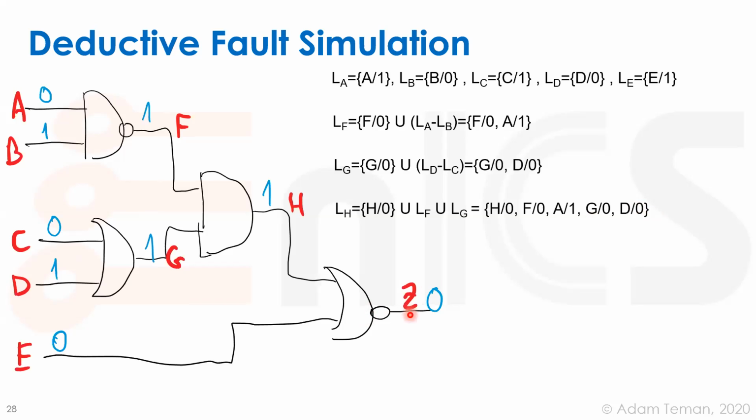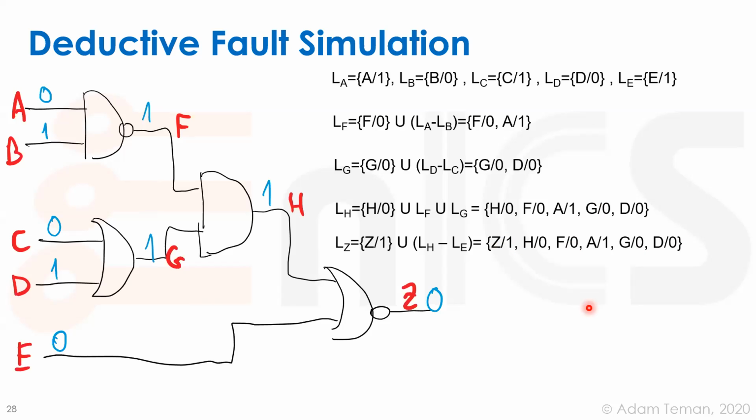And then we go to Z, and Z, again, the trivial case is Z stuck at 1. But it's also if LH changes and LE doesn't, so it's LH minus LE. We look at LH and we remove from it LE. E is stuck at 1. There is no E in here. So it's just a concatenation of them all.